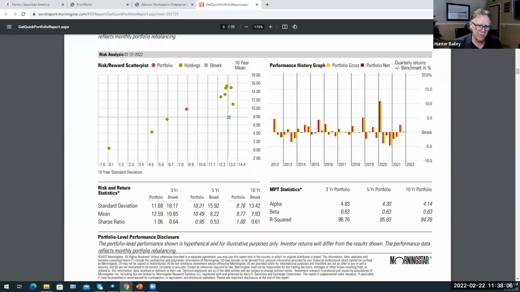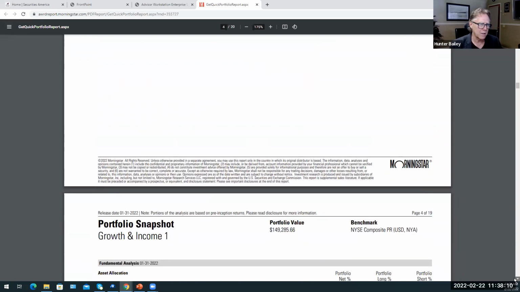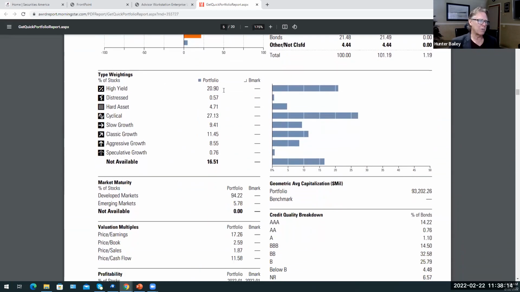Going down a little further. Again, this will tell you we're mostly high yield stocks and bonds, cyclical things that will move up and down somewhat. All of them do, but we don't have a lot in growth.